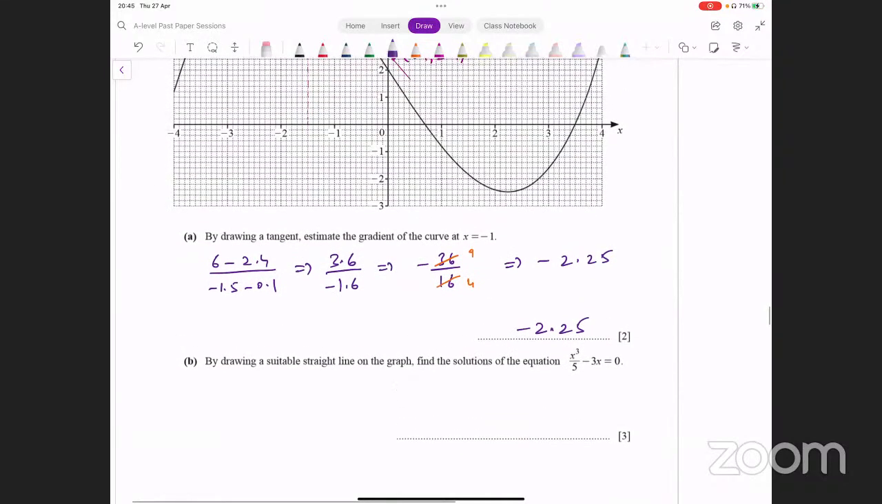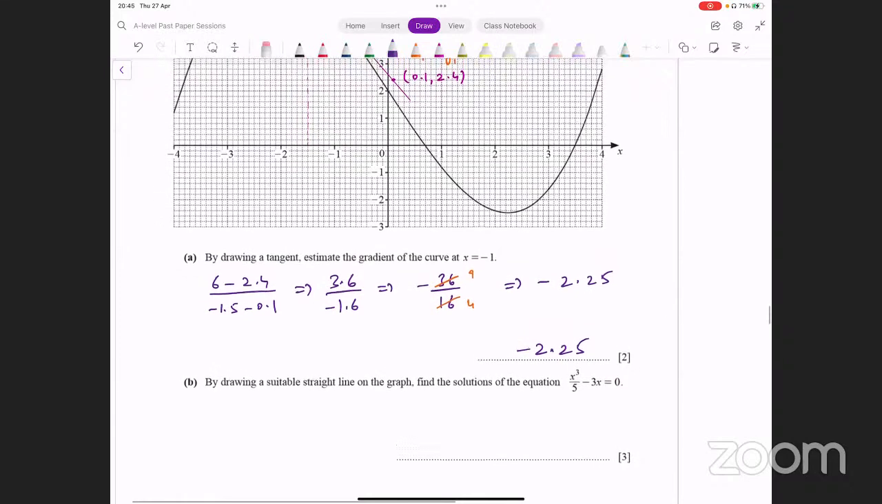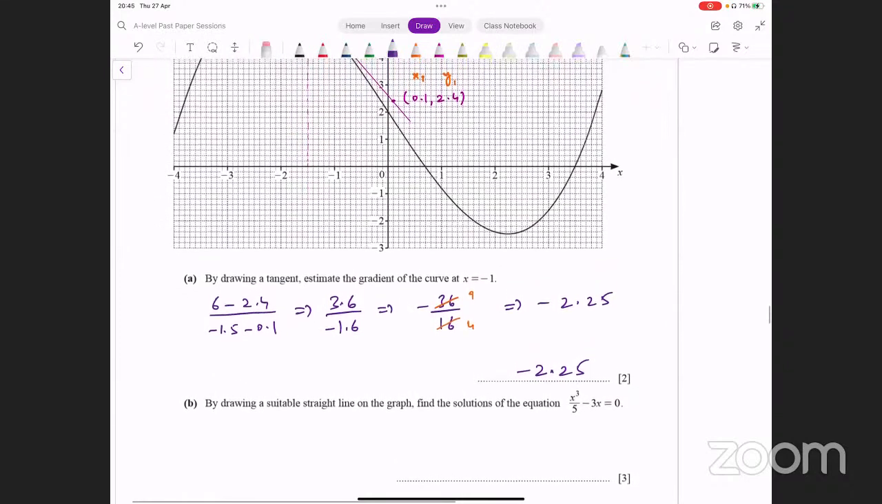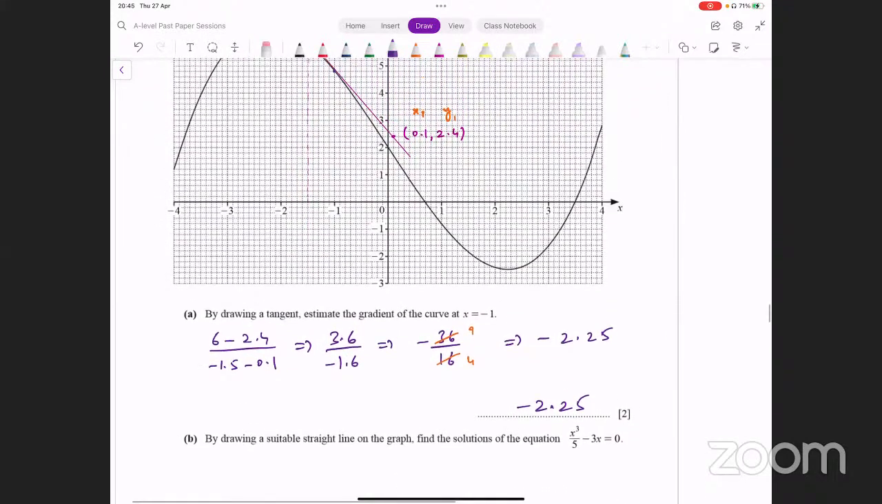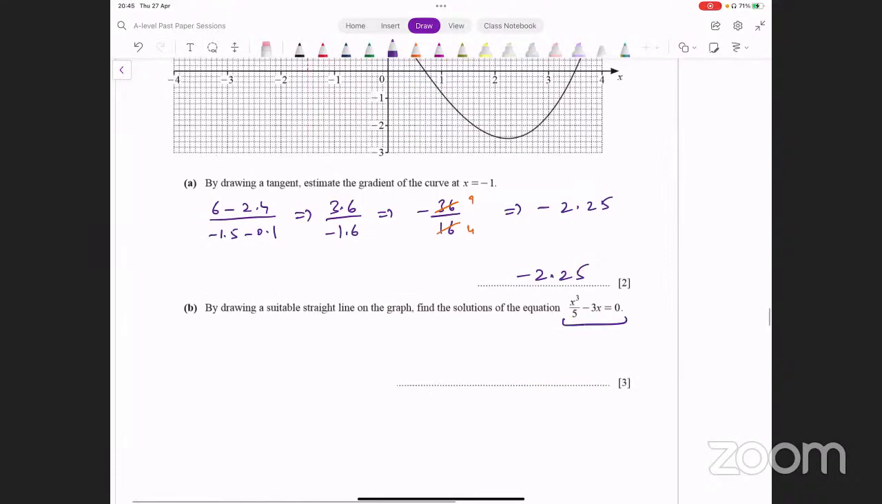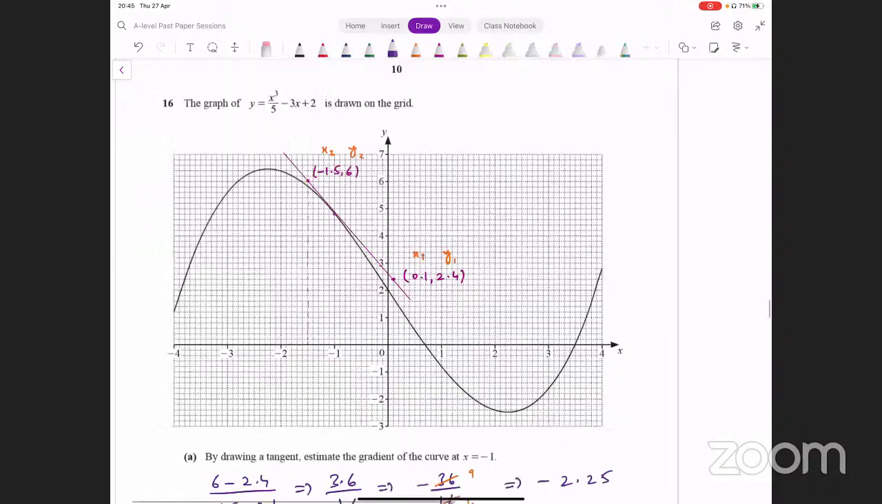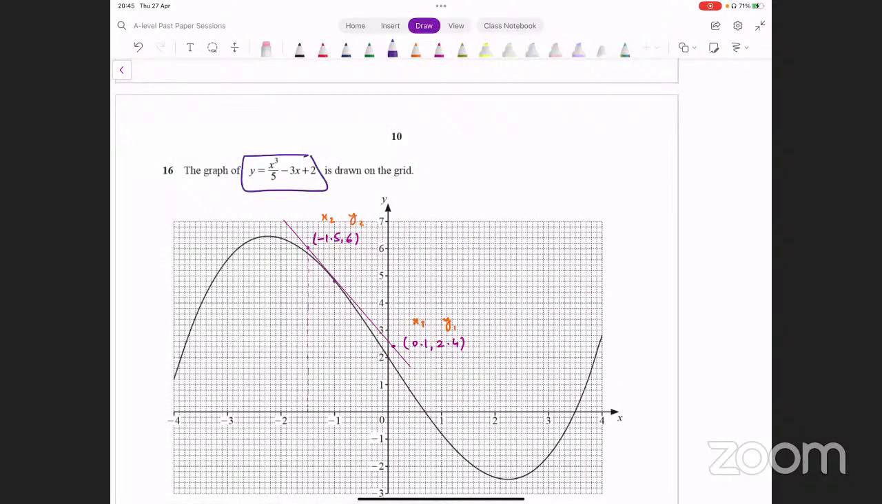It says, by drawing a suitable straight line on the graph, find the solutions of this equation. X cubed over 5 minus 3x equals 0. Okay, so ये equation हमें solve करनी है. Now, you have to somehow connect it to the graph that you've drawn. आपने graph कौन से draw किया है? आपने graph draw किया है इस function का, x cubed over 5 minus 3x plus 2.